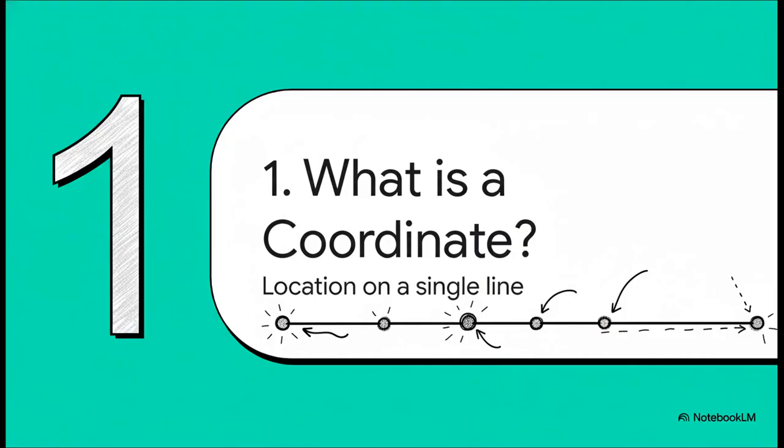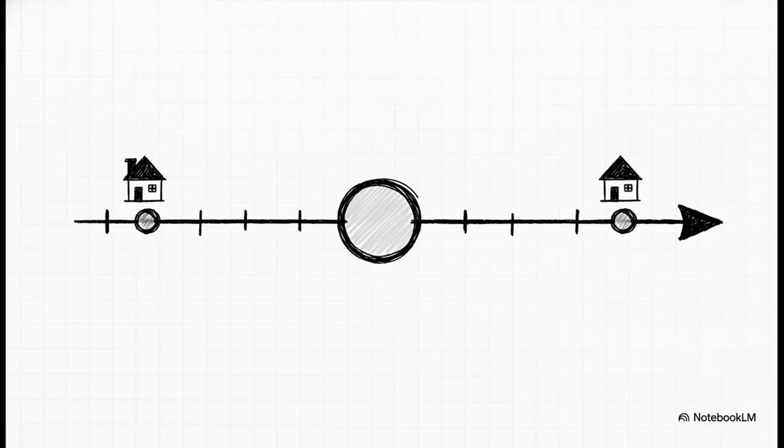All right, first up, what in the world is a coordinate? Well, let's start with the simplest map you can possibly imagine, just one single straight line. This is a number line. You've probably seen this before. Right in the middle, we have 0. If you go to the right, the numbers get bigger, 1, 2, 3, and so on. And if you go to the left, they get smaller, -1, -2, -3.